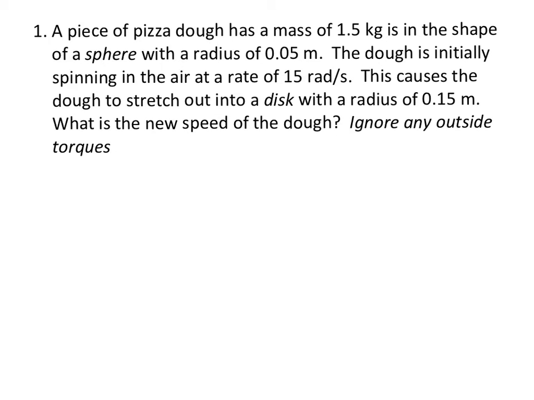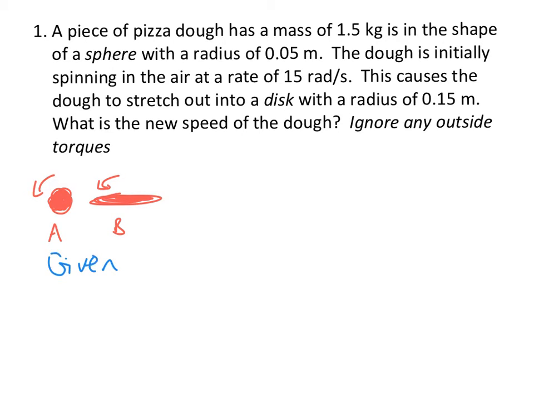So what we have here is a sphere, so pizza dough that's initially spinning, and then it flattens out into a disk, but it's still going to be spinning. Call that A or B, or initial and final.